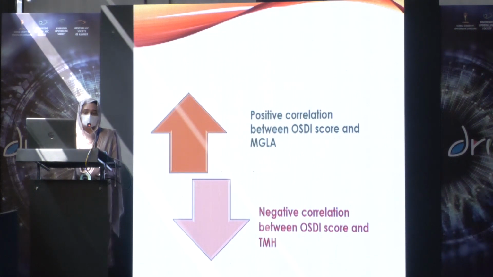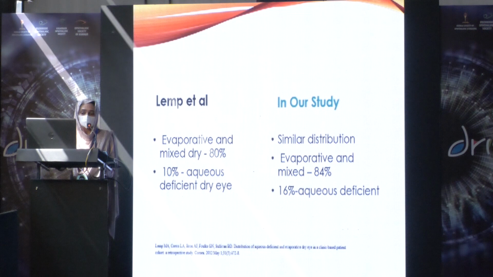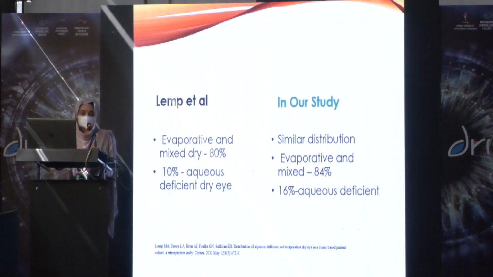On correlation analysis, we found a positive correlation between OSDI score and meibomian gland loss area and a negative correlation between OSDI score and tear meniscus height. Moving on to the discussion, in a study conducted by Lemp et al., evaporative and mixed dry eye accounted for about 80% and only 10% was aqueous deficient dry eye. A similar distribution was seen in our study also.